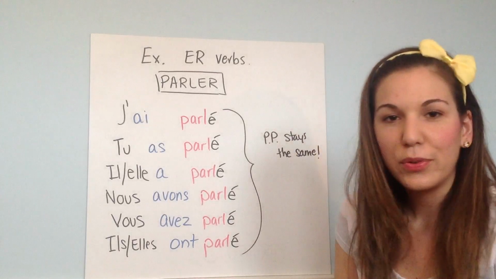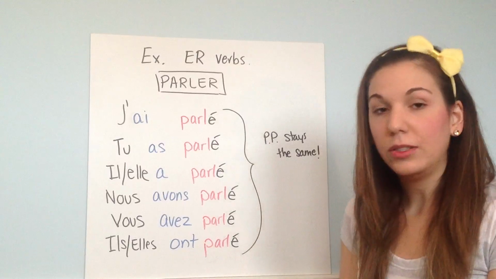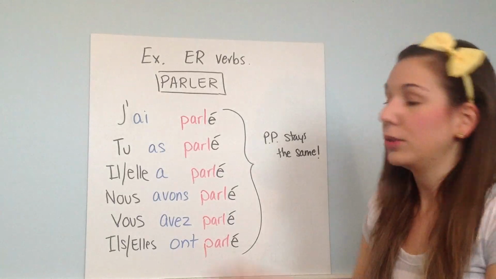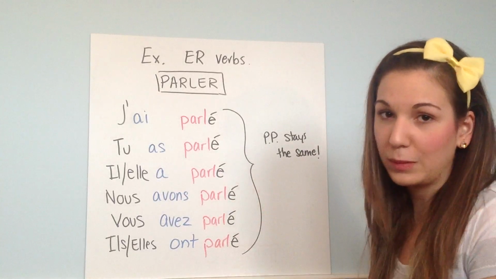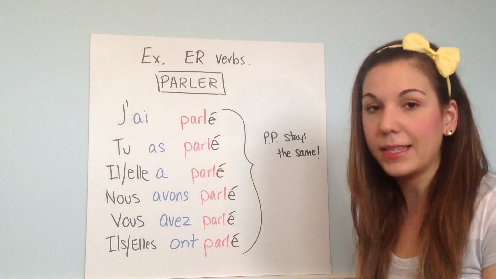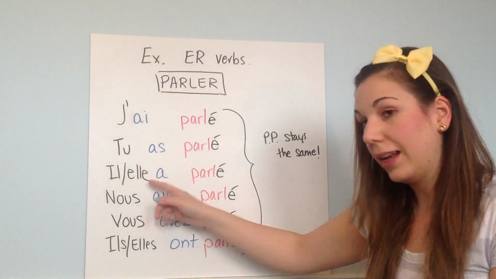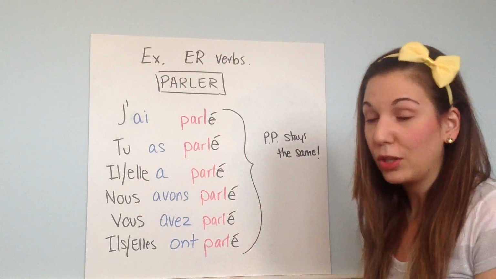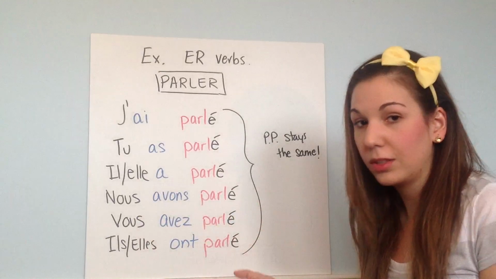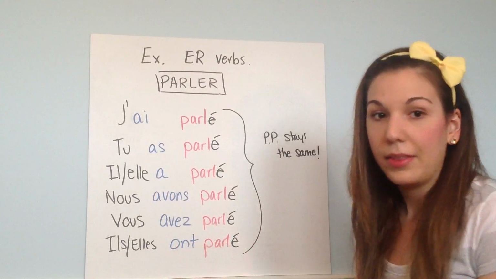Okay, so here's an example for ER verbs. I chose parler, so you would need your subject, your auxiliaire of avoir in present, and your participe passé or past participle. So, j'ai parlé means I talked. Tu as parlé means you talked. Il ou elle a parlé, he or she talked. Nous avons parlé, we talked. Vous avez parlé, you as a group talked. And ils ou elles ont parlé, they talked.